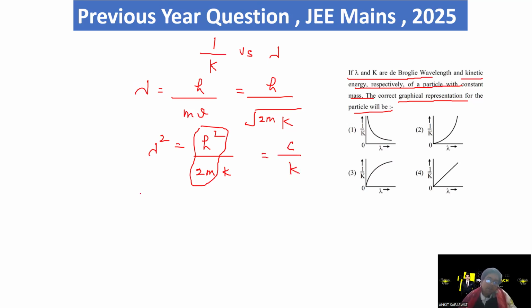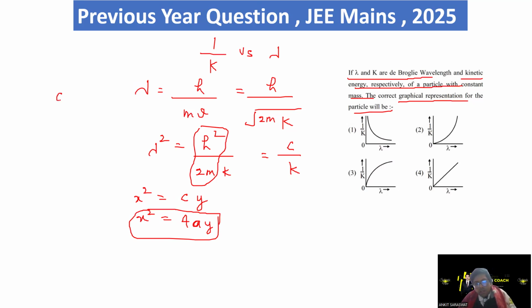Since lambda is on the x-axis, I can take x square is equal to, this is on y, so I am taking y. So x square is equal to 4ay. If a is greater than 0, it will be like this parabola, x square is equal to 4ay. If a is less than 0, this will be like this. Vertically upward and vertically downward parabola.